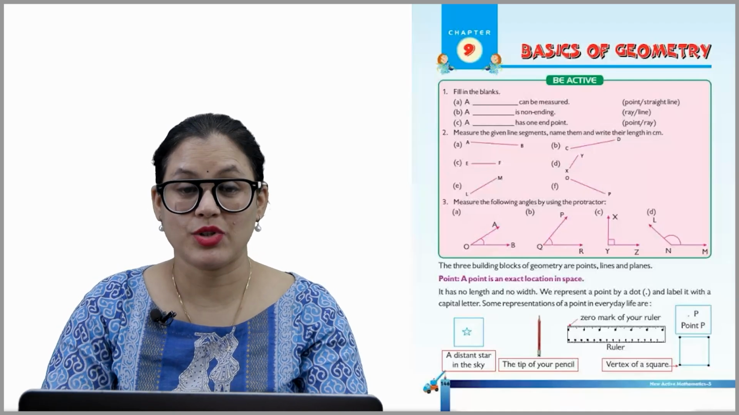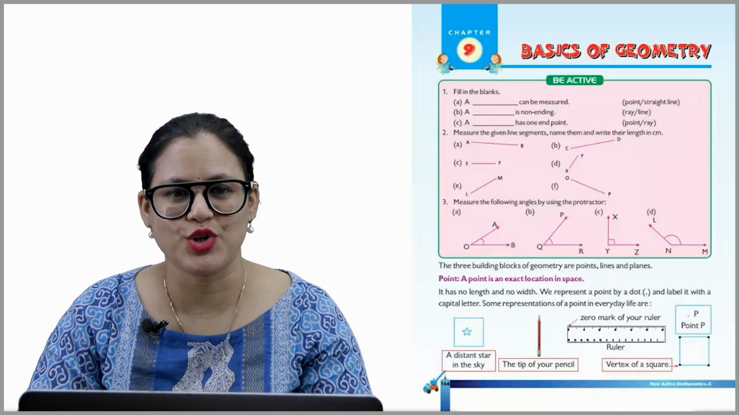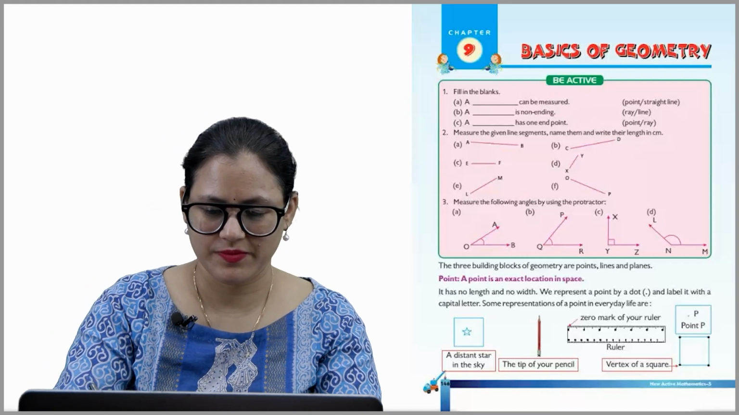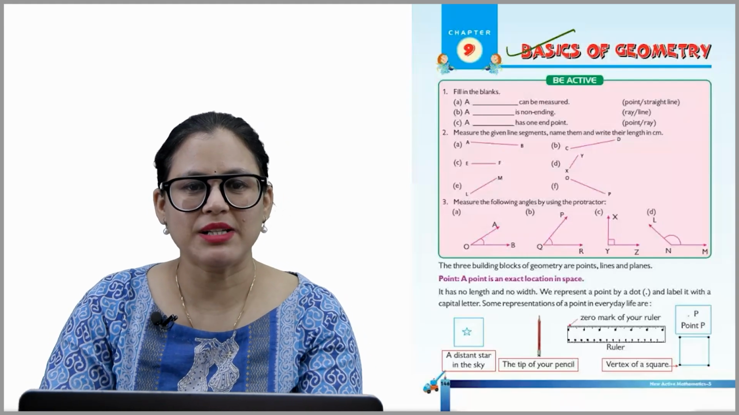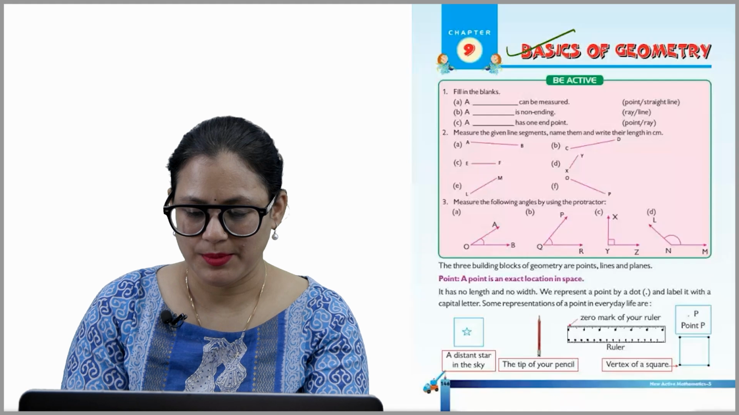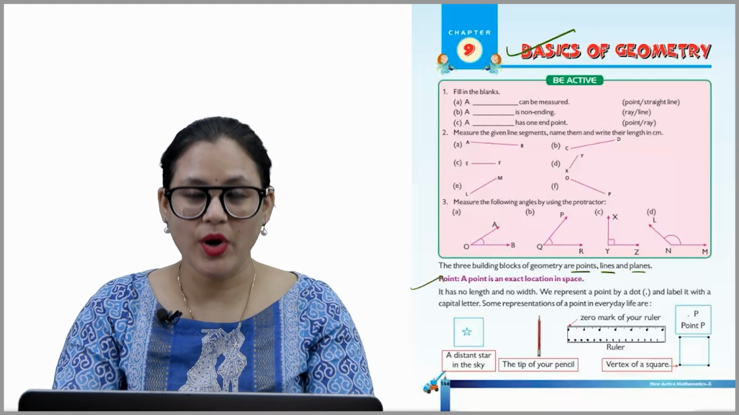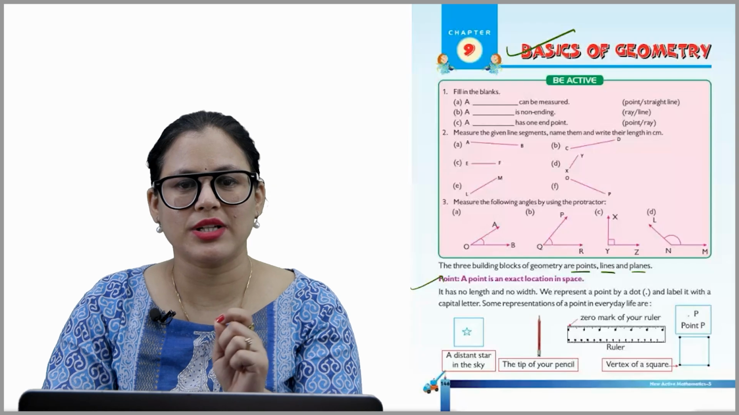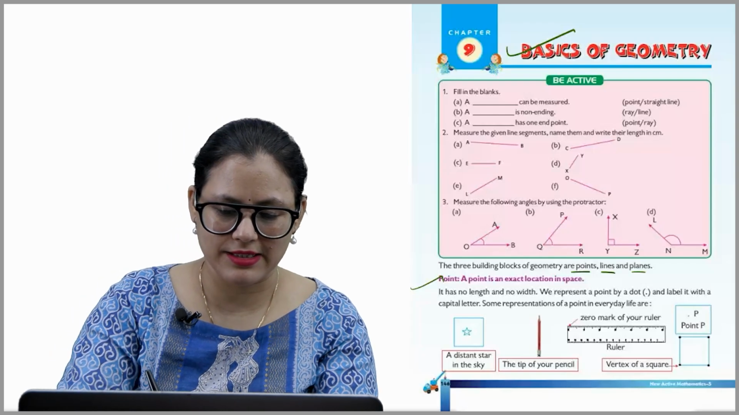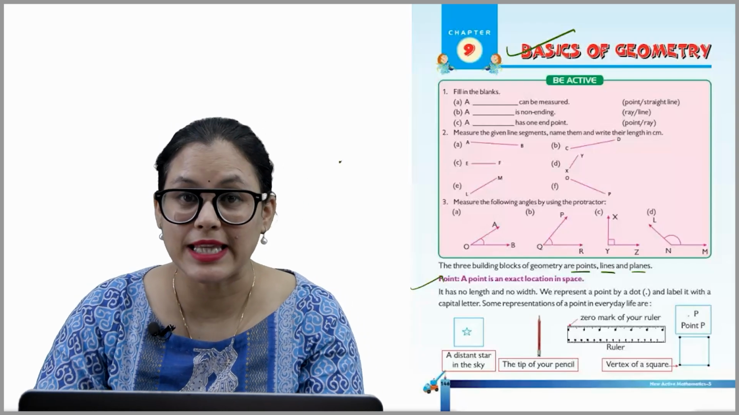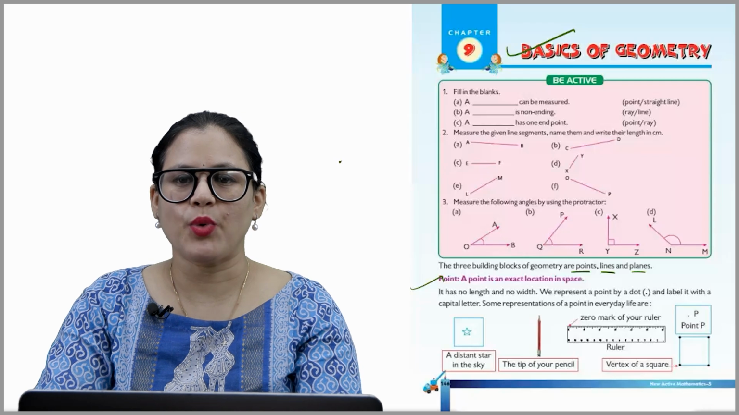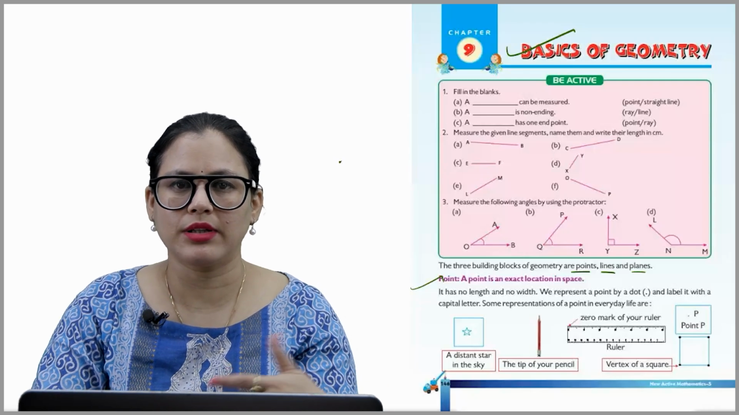Let's start today's chapter, Basics of Geometry. The three building blocks of geometry are points, lines and planes. Point. A point is an exact location in space, like this. This is a point. It has no length and no width. We represent a point by a dot and label it with a capital letter.